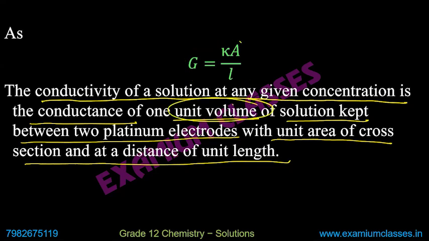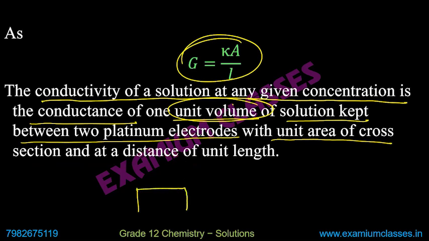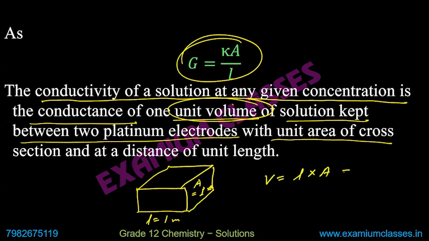Because if I have this arrangement, for this arrangement I said that you will have unit length and unit area. This length is 1, this area is 1 meter square. Say 1 meter, 1 meter square. Then what will be the volume of this one? Length into area, that is 1 cubic meter, 1 unit. So that's why I am saying unit volume here.